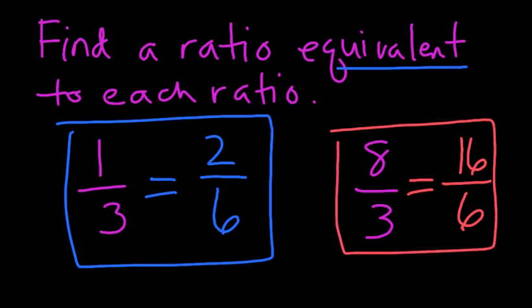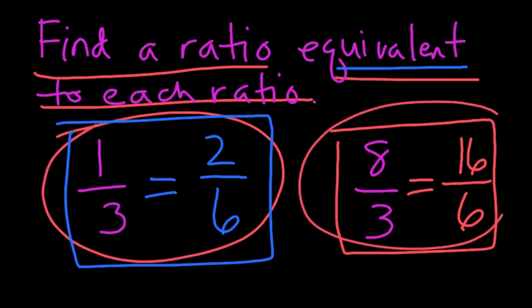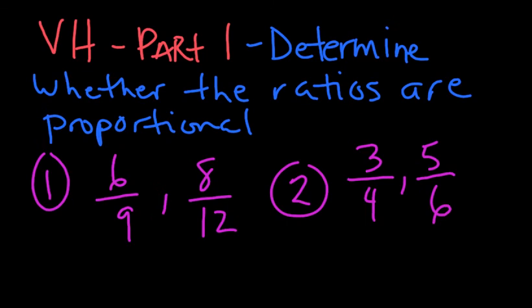And the directions to this say find a ratio equivalent to each ratio, and then there's another part. The other part of the directions say then use the ratios to write a proportion. So some of your problems, it's going to be this whole thing for the answer when it asks for a proportion. Here's part 1 of video homework.